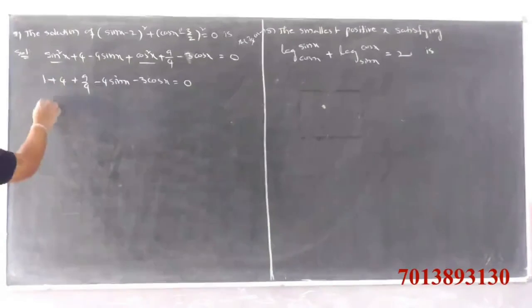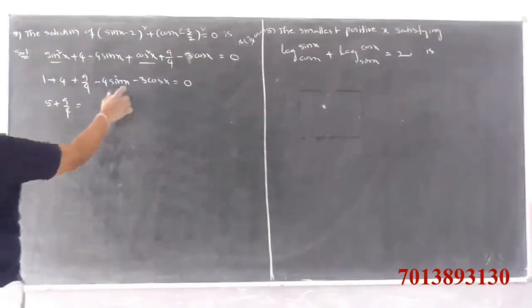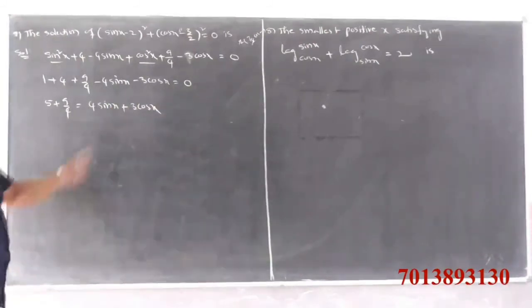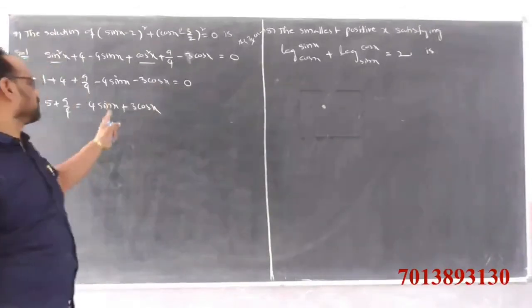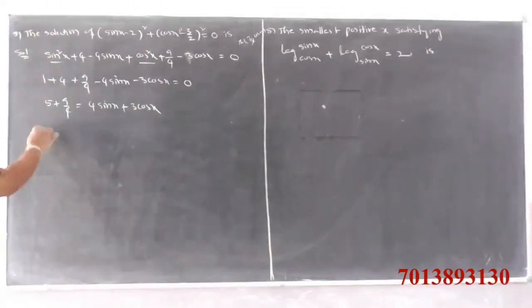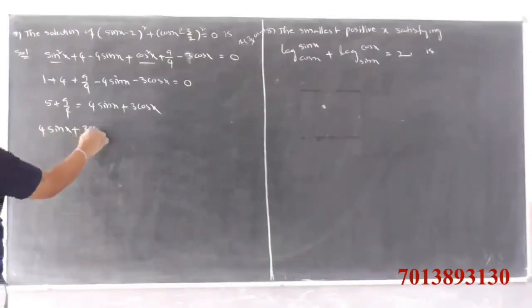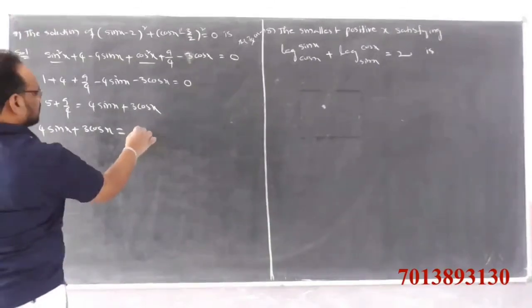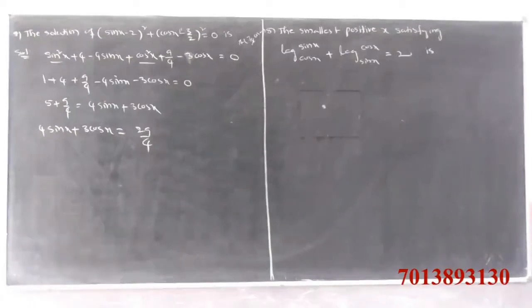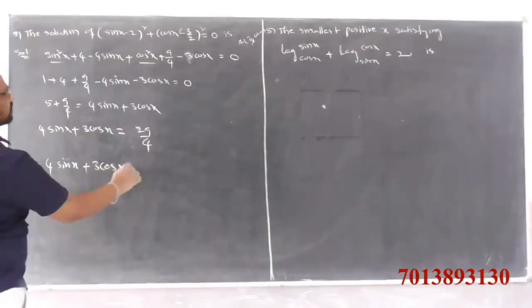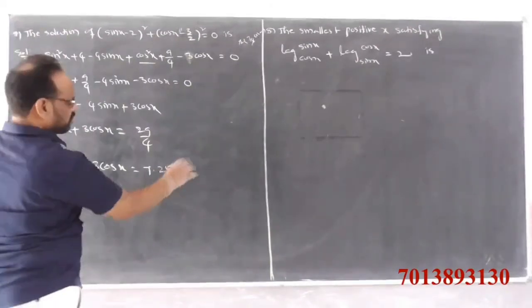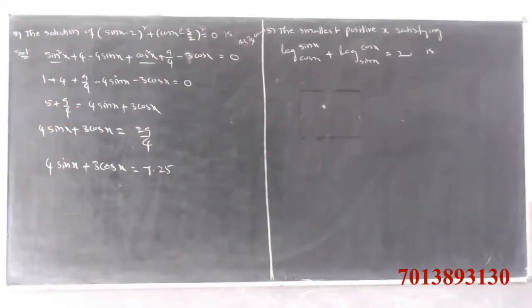So, 1 plus 4, 5 plus 9 by 4 is equal to, if you transpose, we get 4 sin x plus 3 cos x. 4 sin x minus 4 sin x, if you transpose LHS to RHS, we get plus, here also we get plus. So 4 sin x plus 3 cos x is equal to 4 times 5 is 20, 20 plus 9 is 29, that is equal to 29 by 4. 4 sevens are 28, clearly 7.25. 29 by 4 means almost 7.25.